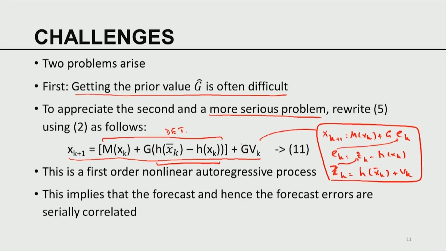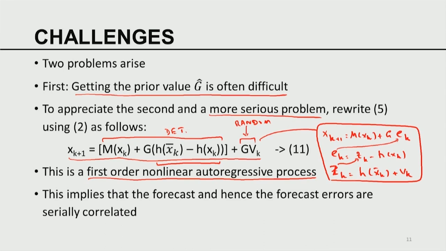The Vk term now occurs as GVk. So that is a random term. So the nudging method in fact induces a stochastic dynamics, because observations are stochastic. Even though your model is deterministic, the process is stochastic because the observations always have observation noise. If you look at this carefully, you can readily see this is a first order nonlinear autoregressive process. So what does it mean? Xk is not deterministic, xk is stochastic.